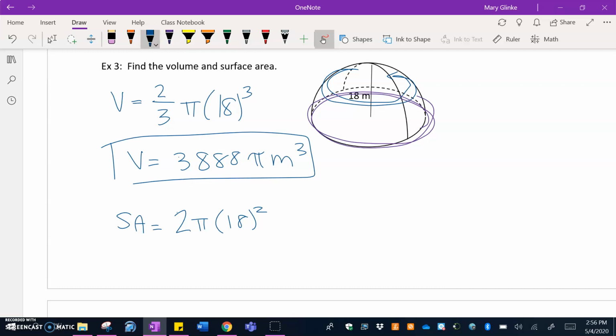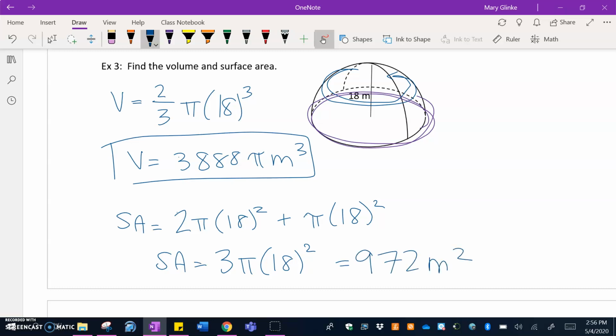So 2 pi r squared gives us everything up top, but that base is going to be the area of our circle, which is pi r squared. Which means, interestingly enough, the surface area of a hemisphere is going to end up being 3 pi r squared, which is different than you normally would have thought when you first said, okay, I'm going to take a sphere and cut it in half. What's the surface area? So it's 3 pi r squared, which in this case happens to be 972 meters squared.